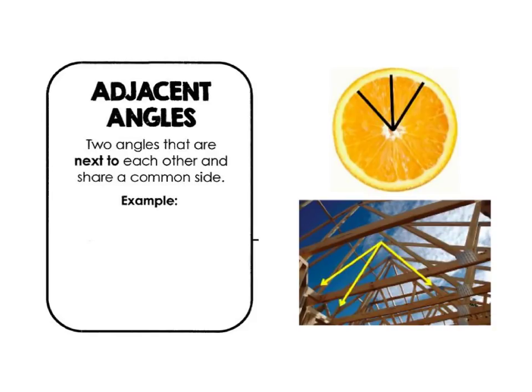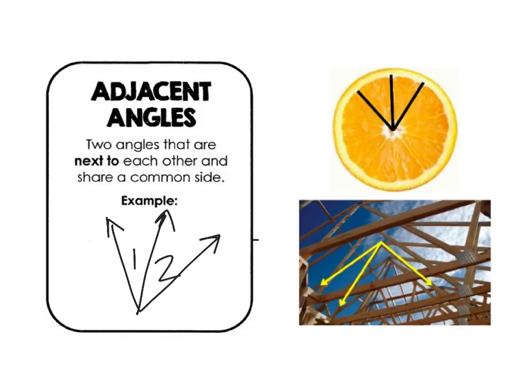The second type of angle relationship we're going to talk about is adjacent angles. Adjacent angles are two angles that are next to each other and share a common side. For example, if we had a diagram that looked like this and they share this common side, let's call this angle 1 and angle 2. Angle 1 and angle 2 would be adjacent to each other because they share this common side right here.